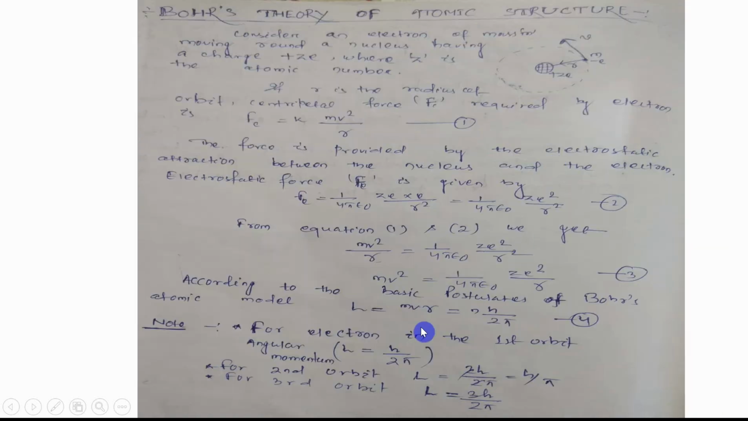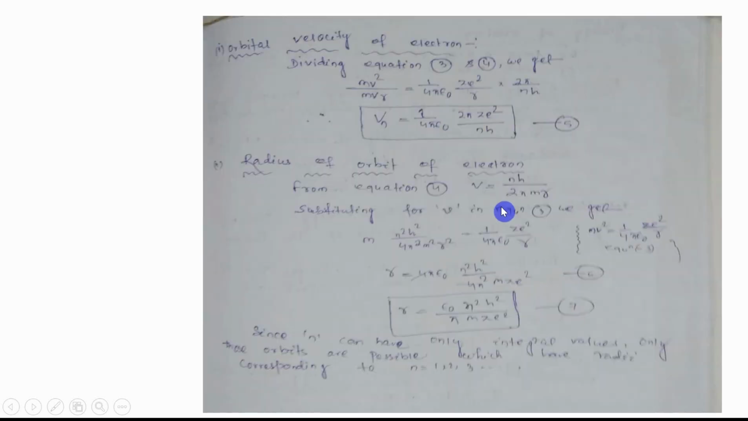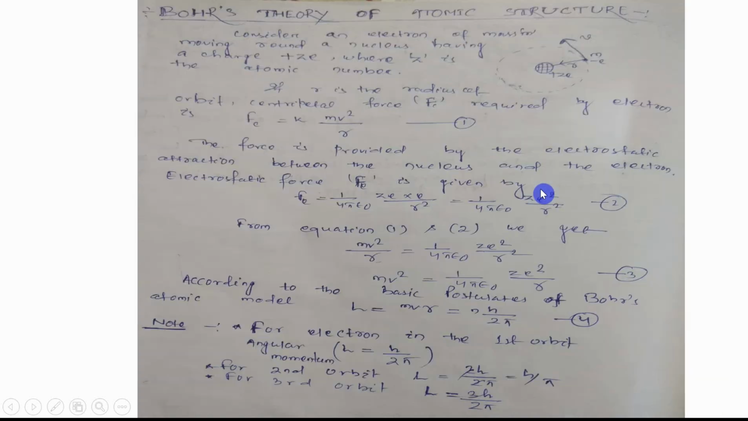You just remark here that L equals mvr, that is equal to nh/2π, this equation. So from equation 4 we can calculate the value of v equals nh/2πmr. You just see here v equals nh/2πmr, and we have to substitute this value of v in equation 3 so that we can get the value of the radius of the orbit.